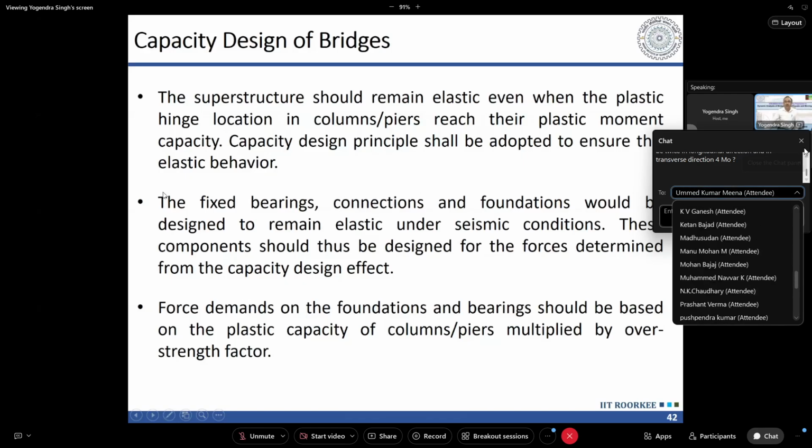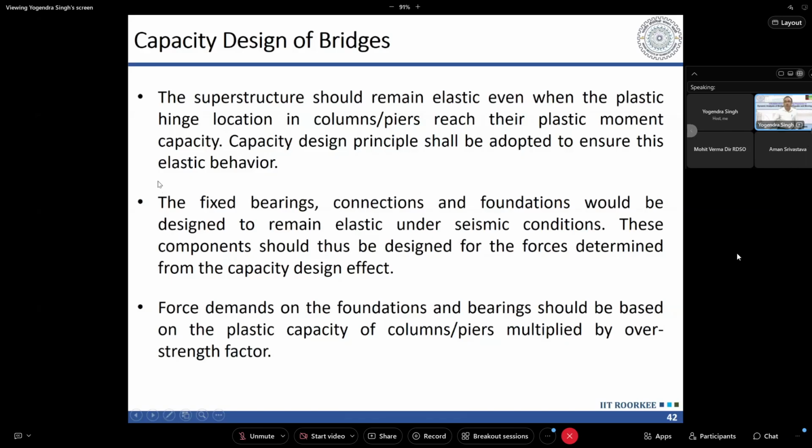And similarly, the bearings and connections, those are also to be designed to remain stronger than the pier. So whatever maximum capacity of the pier is there to register the force, we calculate that, and bearings and connections we design for a force slightly higher than that. So to take into account the unforeseen things and some of the foreseen things also, we consider the design forces in the bearings and connections higher than the pier.